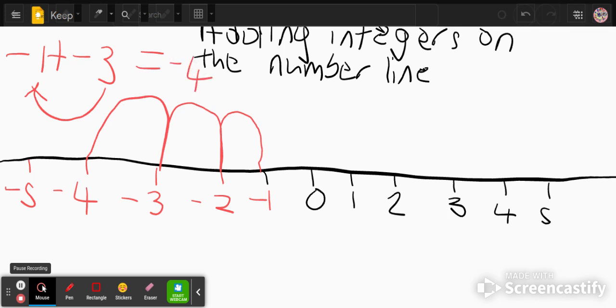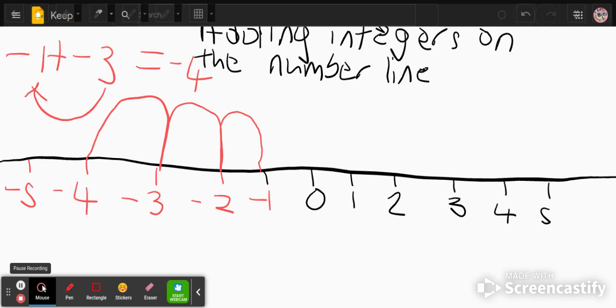So to further explain this, right? This is like saying that you owe somebody $1, right? But you borrowed $3 more. So therefore, you'd owe them a total of $4. And in case you're wondering why we didn't move over to the positive side, that is simply because you're adding a negative number to a negative number.